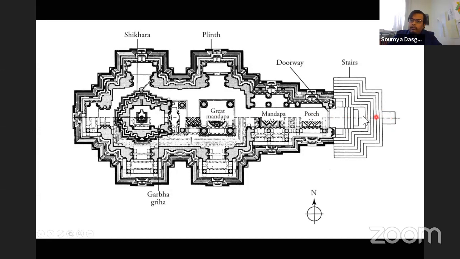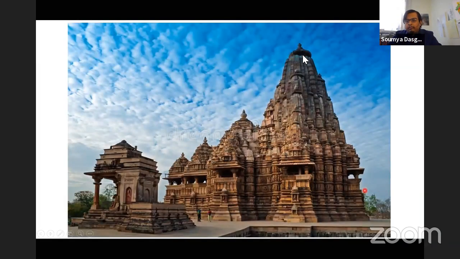So you enter here, you rise up the stairs, then you enter the porch, then you enter the mandapa, the great mandapa, and then finally you go here, and then you have the circumambulatory path, which you also can go through. So on the Garbhagriha, Shikhara and the other spaces around it. And this is from the other side, and you see the tremendousness, really the achievements of the craftsmen and the designers of this particular example.